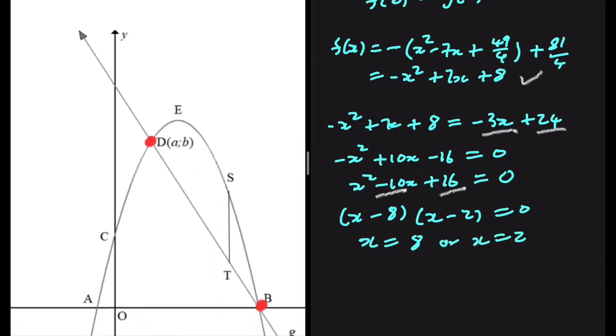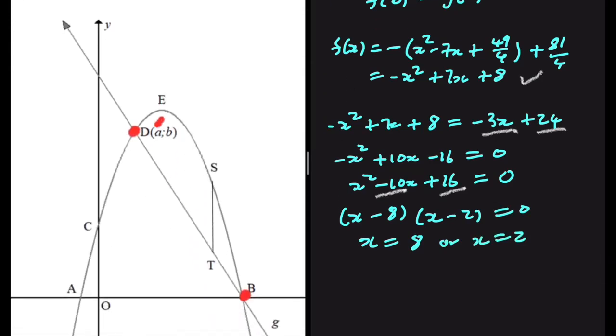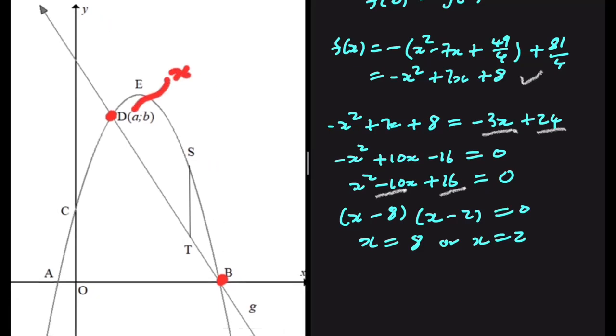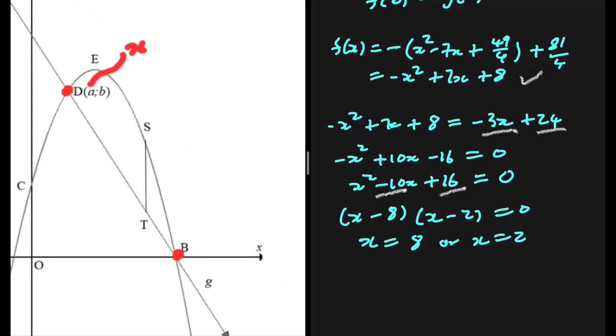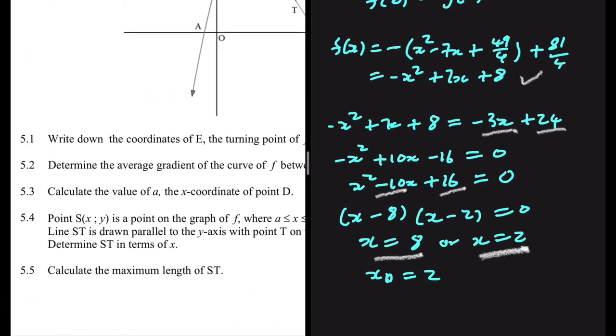Let's see what makes sense. We are looking for the x coordinate of D. We have D and B. X of D will obviously be equals to 2. We cannot say that x of D is equals to 8 and x of B is equals to 2. It doesn't make any sense. It is easy to say that x of D must be equals to 2. That is 5.3.